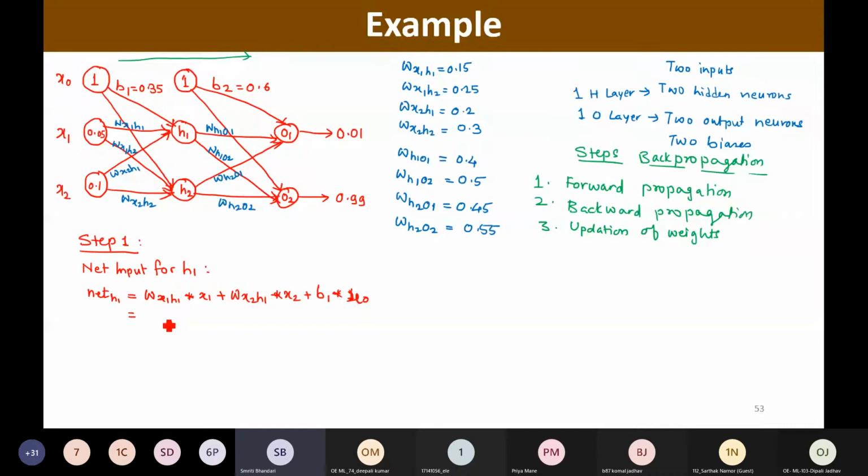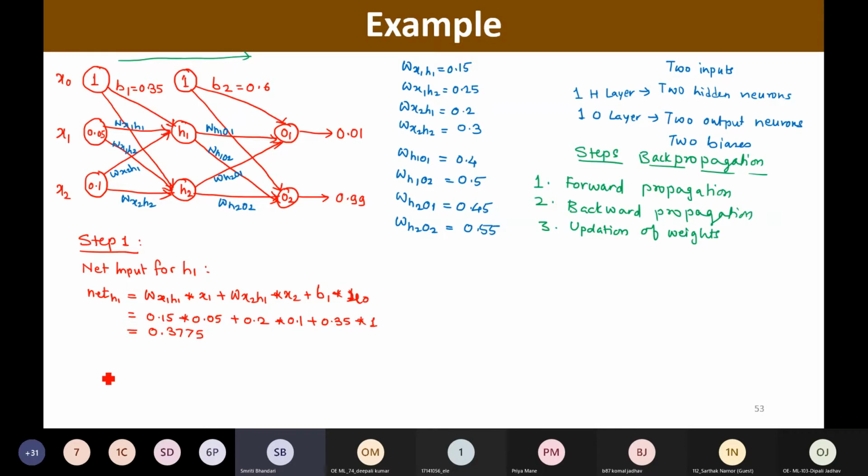0.15 multiplied with this x1, which is 0.05, plus w_x2_h1, which is 0.2, into x2, which is 0.1, plus b1, which is 0.35, into x0, which is 1. So if I compute this, I'll get 0.3775. So this is the input for my neuron H1. Got it? Now, I want to compute the output for this neuron H1.